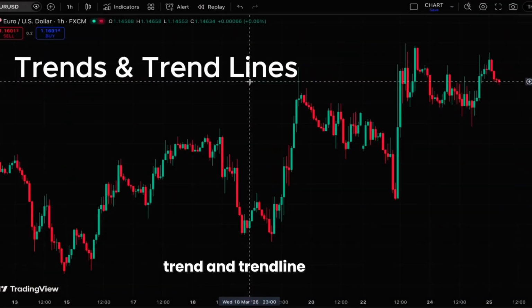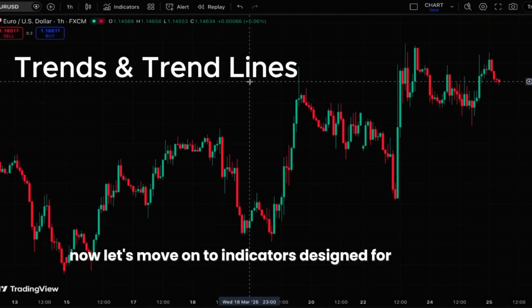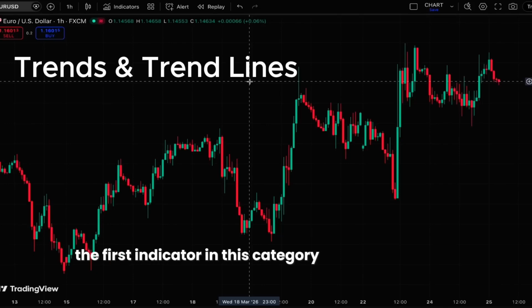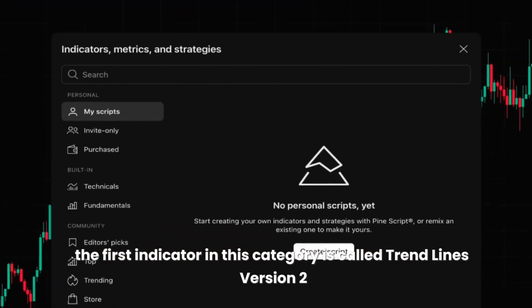Trend and trend line indicators. Now let's move on to indicators designed for identifying trends and drawing trend lines. The first indicator in this category is called Trend Lines version 2.